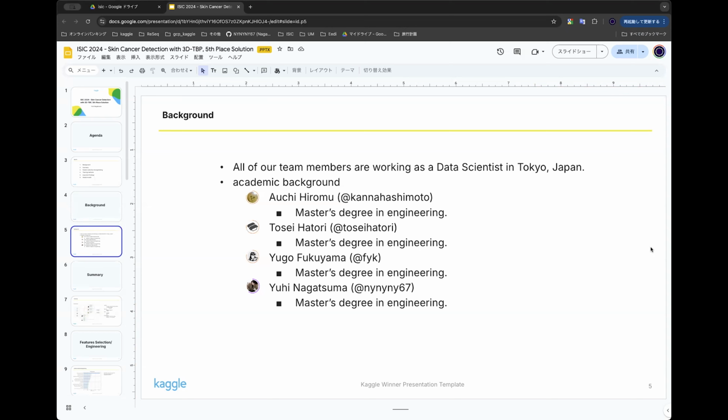The final model configuration for the entire team was done by him. Finally, Nagatsuma, I developed both image and tabular models and contributed to the diversity of the models to ensemble. By leveraging each member's expertise, we collaborated effectively and were able to rank fifth out of 2,740 teams, earning a gold medal.